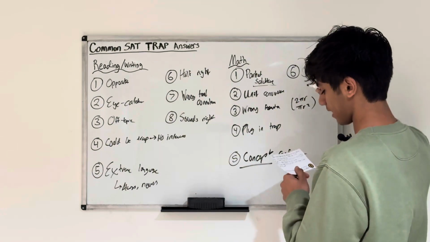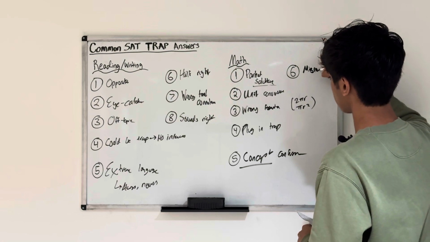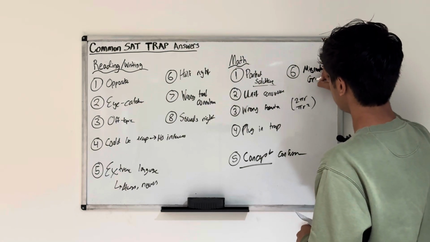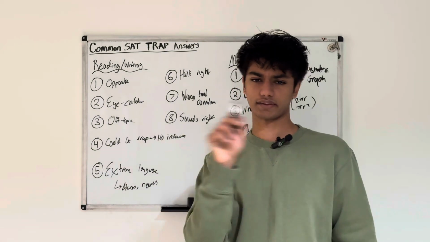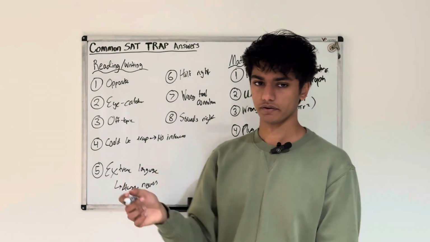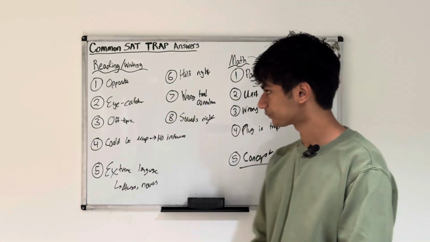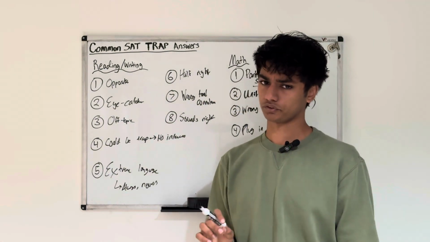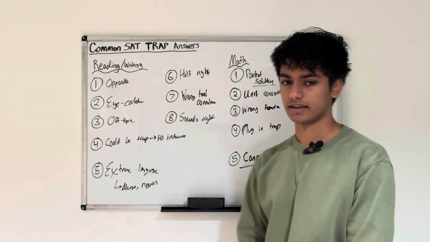And finally, we have the last type, which is the misreading graph type. This is when you have a graph, and students might misread it. They might misread the scale, or the x or y intercept or a point, etc. And this might be a trap answer on the test. So those are the most common SAT trap answers that you'll see on the reading, writing, and math sections.